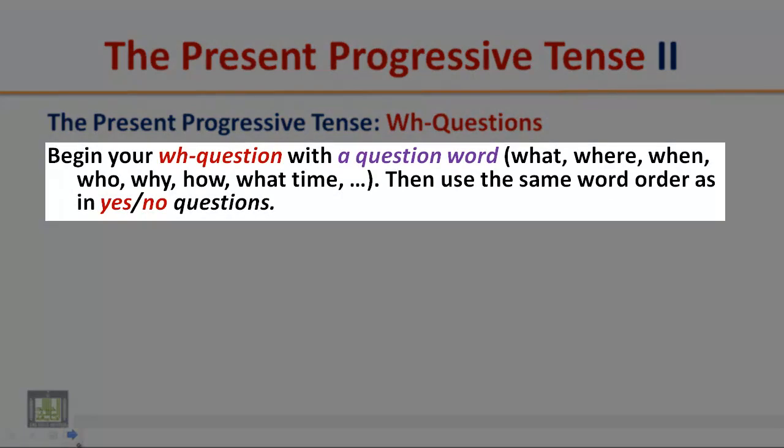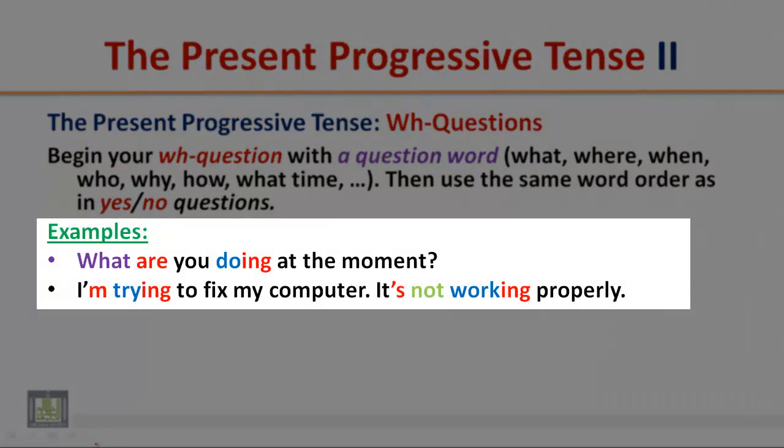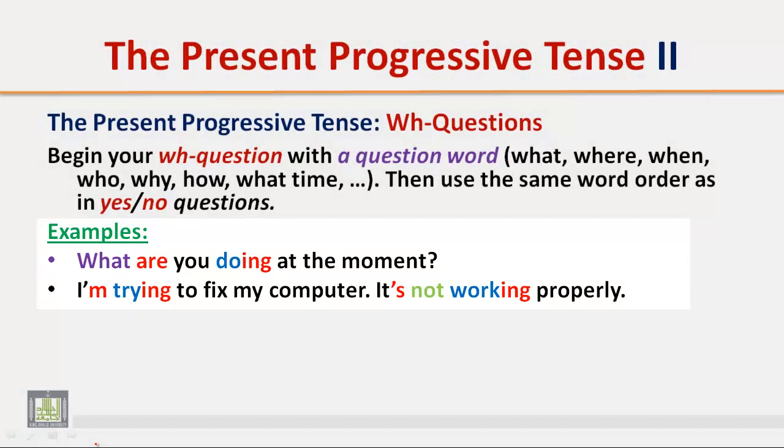Begin your WH question with a question word, such as what, where, when, who, why, how, what time, etc. Then use the same word order as in yes-no questions. Examples. What are you doing at the moment? I'm trying to fix my computer. It's not working properly.